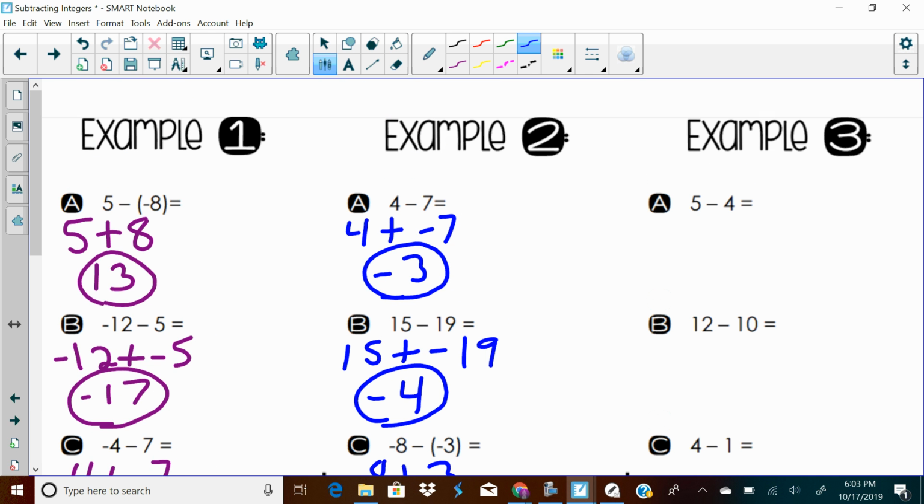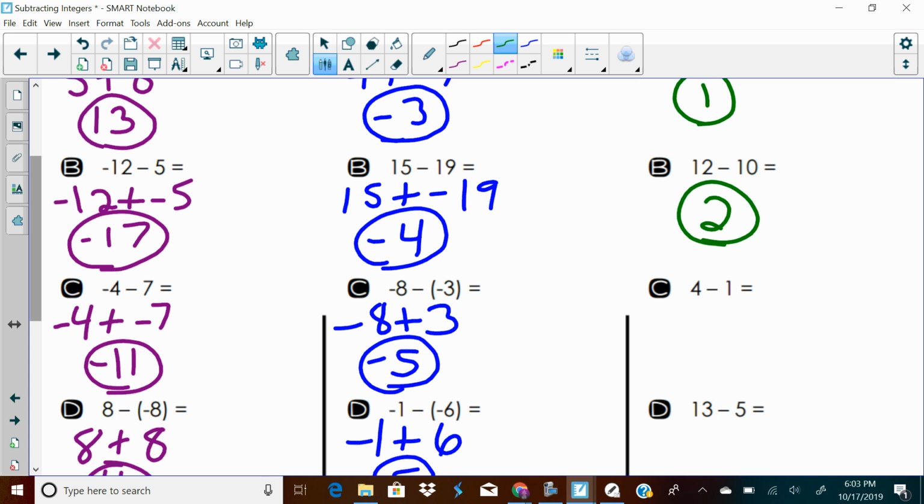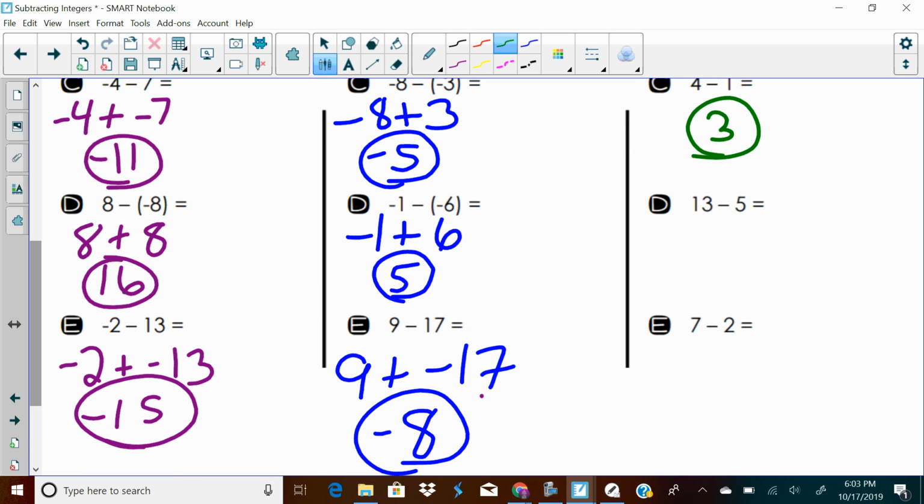And then example 3 follows that rule that if I subtract and they're both positives, and the bigger number comes first, I don't have to change it to addition, which is true because I know that 5 minus 4 is 1. 12 minus 10 is 2. 4 minus 1 is going to give me 3. 13 minus 5 is going to give me 8. And 7 minus 2 is 5.